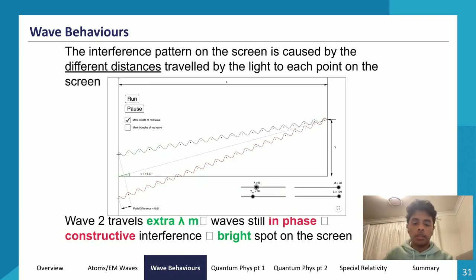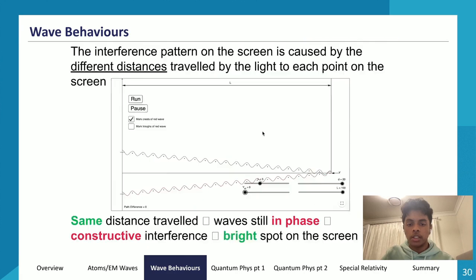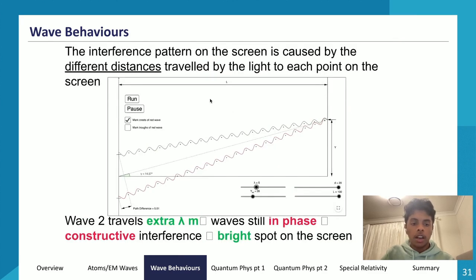Now let's say they travel different distances. There are two things that could happen if they travel different distances. One thing is that the second wave, the red wave 2, will travel an extra one wavelength to get to the second position. So let's look at this second bright spot on top over here. For this second bright white spot, the bottom point source will have to travel more to get to it than the top light wave, so wave 2 will travel an extra one wavelength.